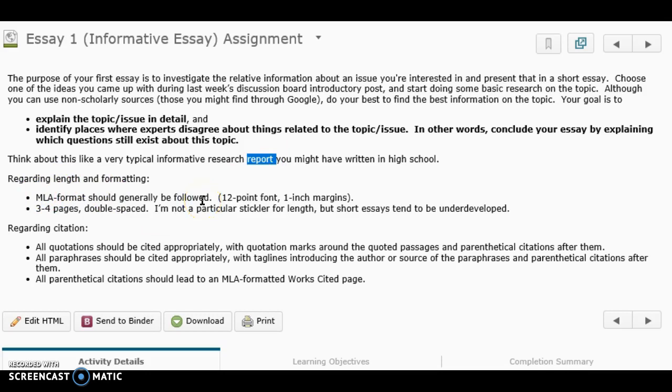There's information on that in the next 2 weeks here. 3 to 4 pages. Again, it's 1,000 to 1,250, maybe 1,500 words. All the quotations should be cited appropriately, all the paraphrases should be cited appropriately, and all parenthetical citations should lead to an MLA formatted works cited page. I do not give you a specific number of sources here, but I expect you are looking at a variety of sources to get your information. If you've got any questions, don't hesitate to let me know about the essay.